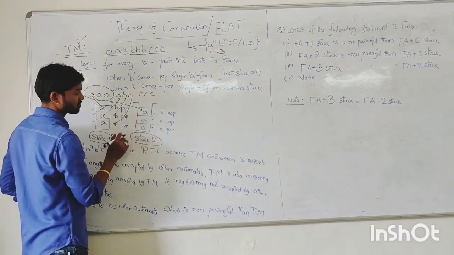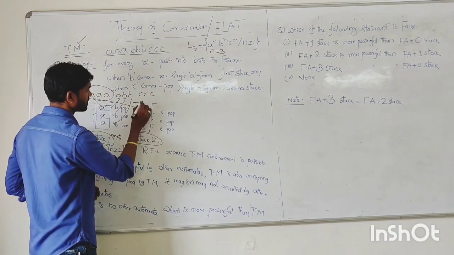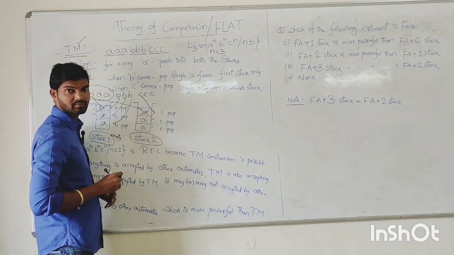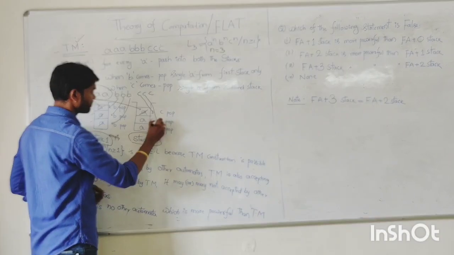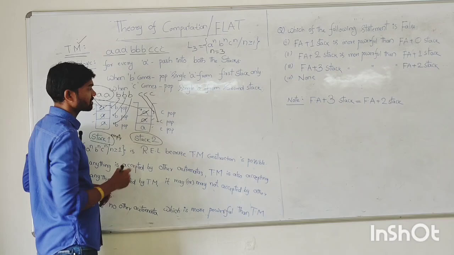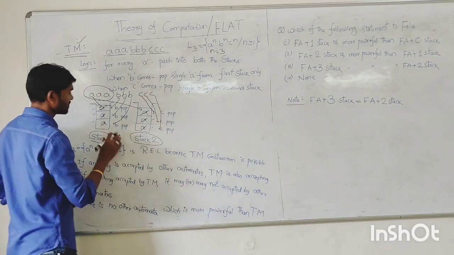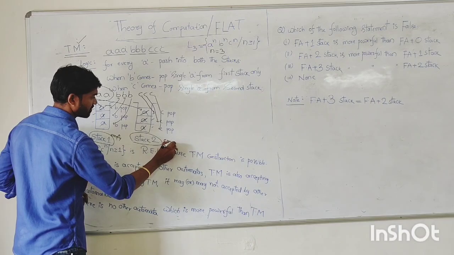Now coming to stack 2. When C comes, pop one A. When the second C comes, then pop another A. When the third C comes, pop another A. Like this, stack 2 also becomes empty.